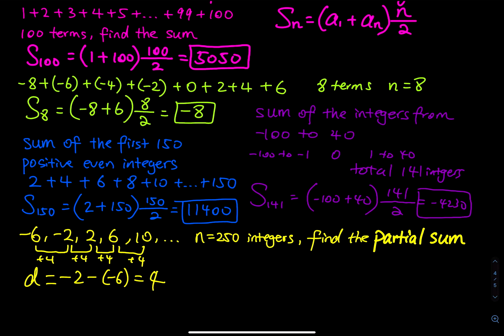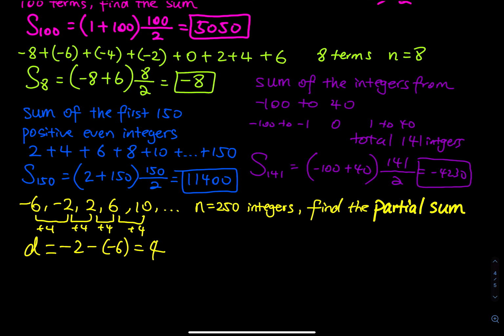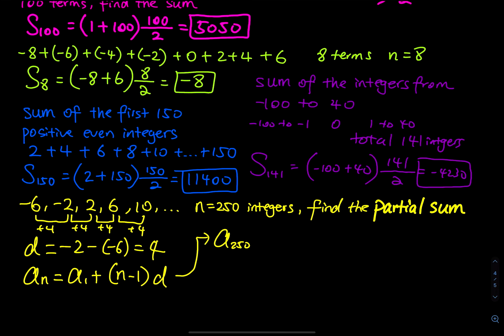And then in order to find the sum, I need the first and the last integer, right? And then we have to recall this for the arithmetic sequence. The nth integer is the first integer plus the number of integers minus 1 times the common difference. So a of 250 is equal to the first integer plus 250 minus 1 times the common difference, which is 4. So the last integer is 990.